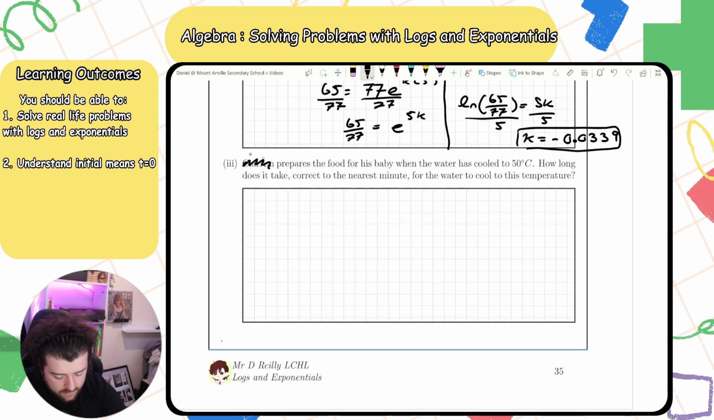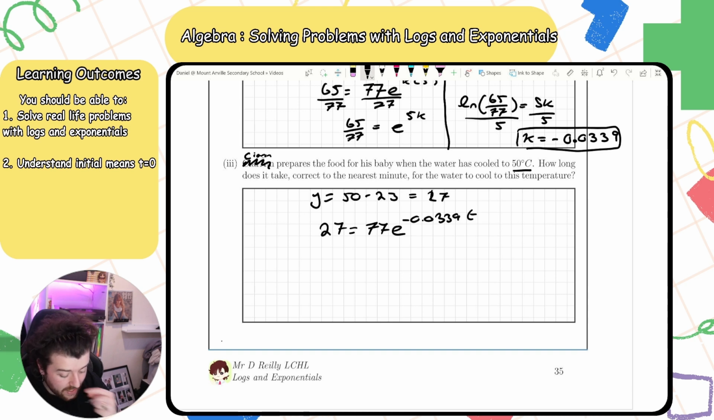Kieran prepares the food for his baby when the water has cooled to 50 degrees Celsius. How long does this take? Correct to the nearest minute. So the water is now 50 degrees. So y is equal to 50 minus 23, which is 27. So 27 is equal to 77 e to the power of minus 0.0339t. We want to find out how long it takes.